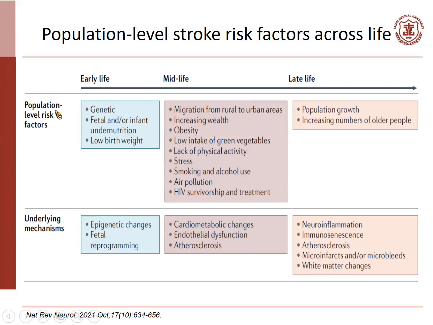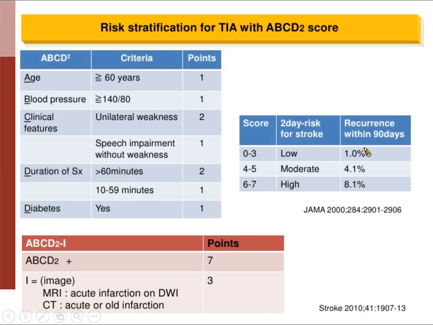In Taiwan, we see Fabry disease and NOTCH3 mutation. Those are genetic-related strokes, but not so common. The most common are hypertension, diabetes, and heart problems.